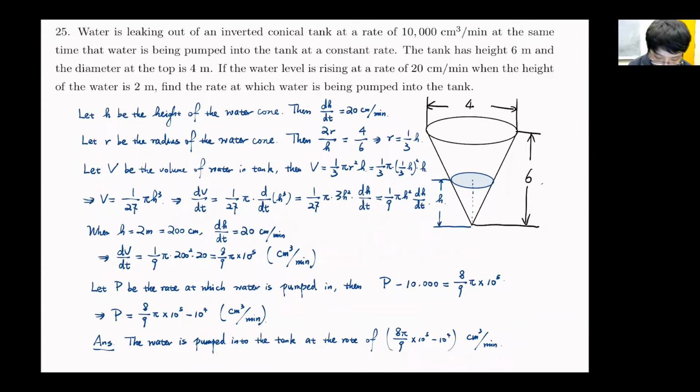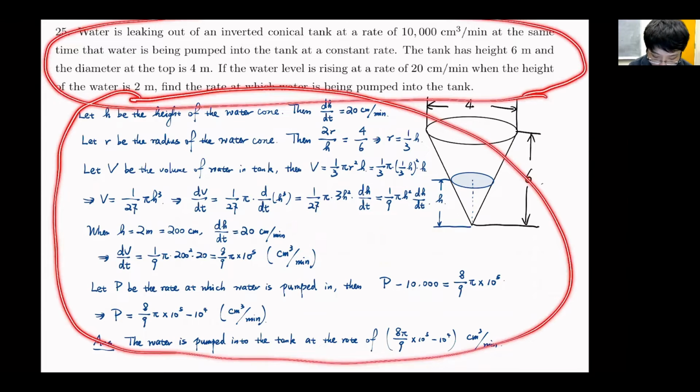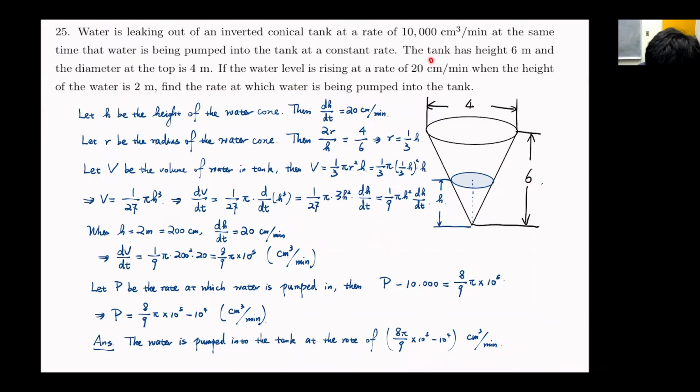So you see that the order of this solution is completely different from the order of the information given to you. We first used this piece of information, and then we used this piece of information to figure out the radius. Then together with these two pieces of information over here, we figured out the volume, and together with it the change of the rate of the volume. And then after we figure out this part, we use the fact that the water is going to be 2 meters to figure out the rate of change of the volume. Then, the first information, namely this 10,000 cubic centimeters per minute.